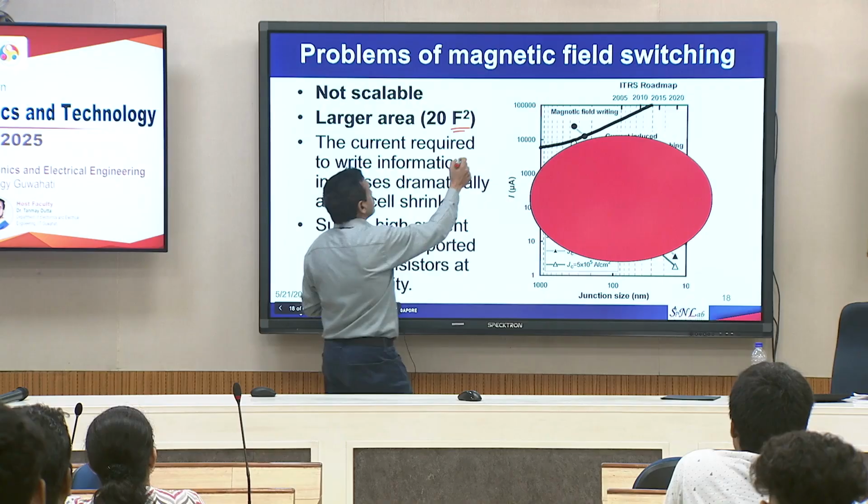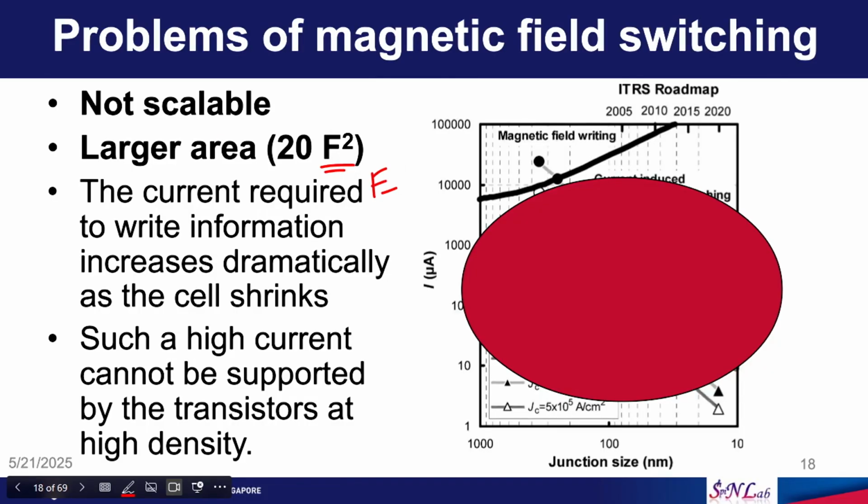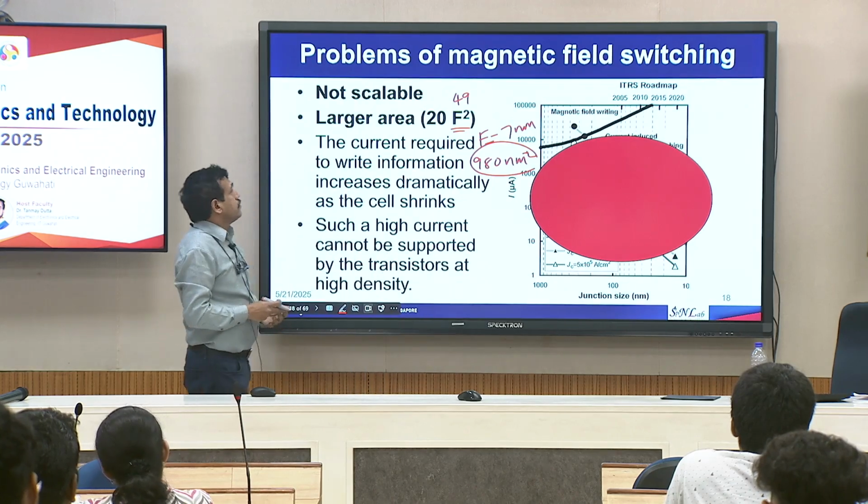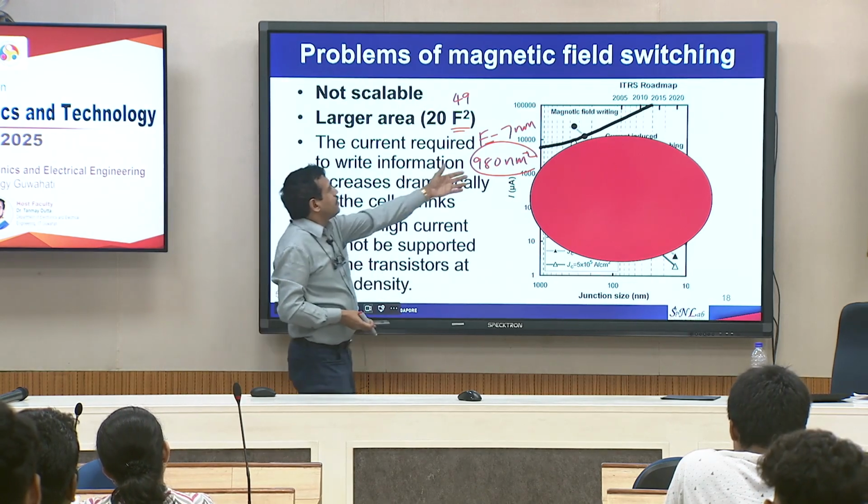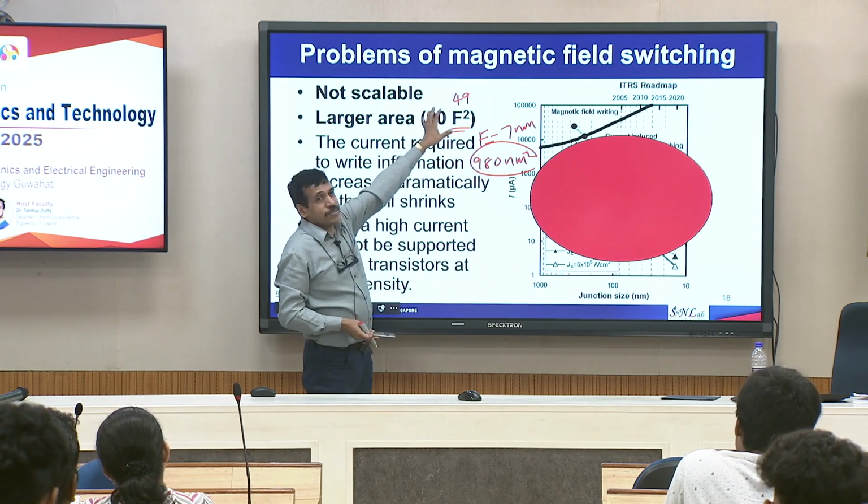So, if F is 7 nanometer for example, F square is 49. So, this whole thing will be 980 nanometer square, something like that. If the minimum feature size is 7 nanometer, 20 F square will be 980 nanometer square. People do not use 980 nanometer square, but they will use this kind of terminology.